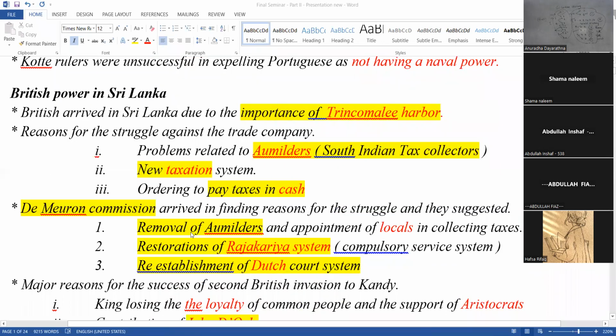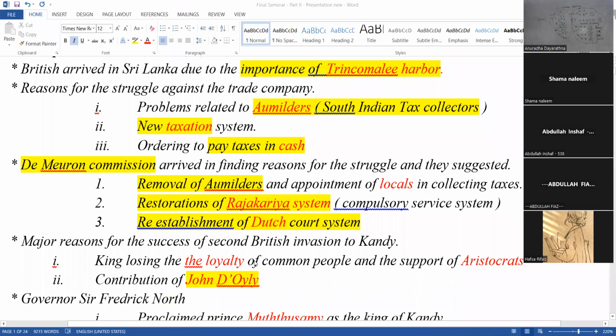Good. Major reasons for the success of the second British invasion of Kandy. The first British invasion was done under Governor North in 1803, and it was unsuccessful. If you want, you can write some extra notes. The second British invasion was done to Kandy by Governor Robert Brownrigg, and it became successful because of two reasons.